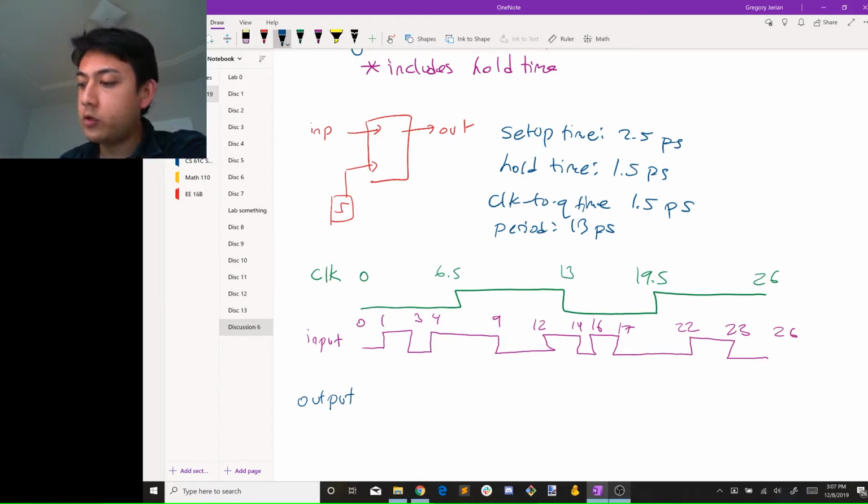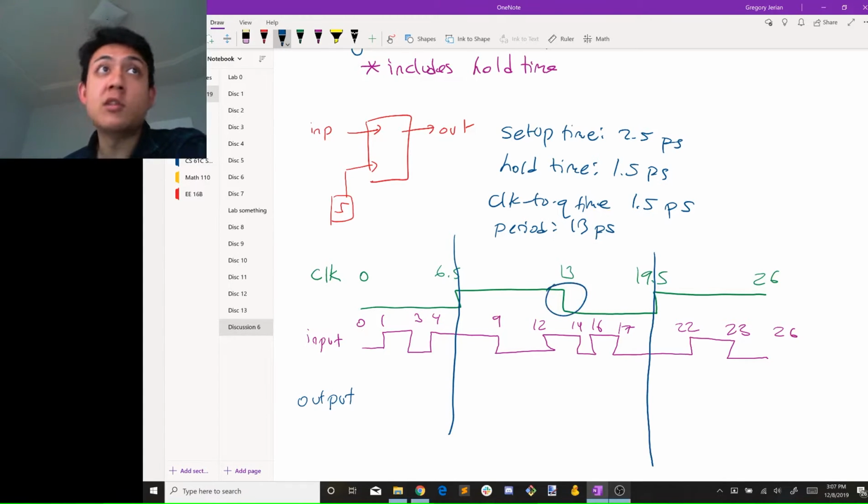Okay, so the output only updates on the rising edge of the clock. The rising edge of the clock is what causes updates in our circuit. So the rising edge of the clock is, for example, here, because the clock is going from a trough to a peak. That's what constitutes a rising edge. And there's also another rising edge here. This is not a rising edge because this is a falling edge.